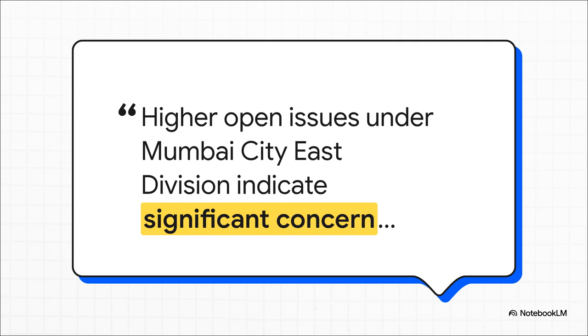It explicitly flags that the higher open issues under Mumbai City East Division, which sat at 920 open complaints, indicate a significant concern compared to the rest of the region. Think about that for a second. It completely saves you from manually crunching numbers or calculating averages yourself. The AI does all the comparative math and instantly points a spotlight right at the anomaly.